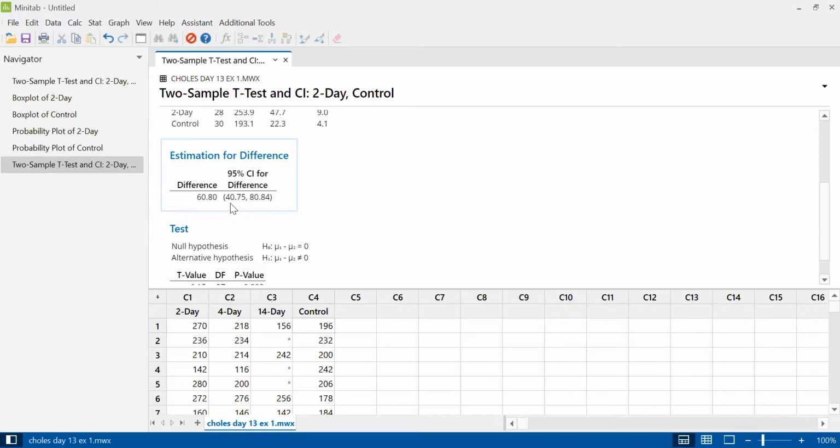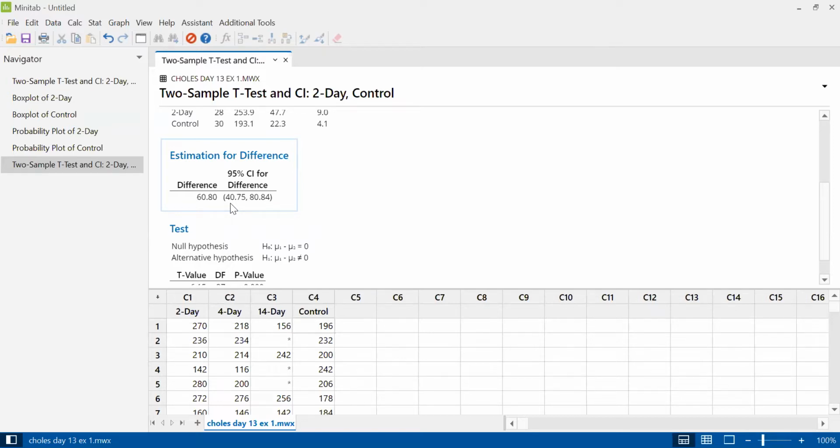Okay. So when I'm looking at this, we want to make sure we interpret this properly, right? So we want to make sure that we say we're 95% confident that the population difference in mean cholesterol levels between the heart attack patients and the control group is between 40.75 and 80.84. So you want to add the variable and the context, right? So what we're studying and who we're studying, we want to add it in there. And that difference is the big key word, okay?